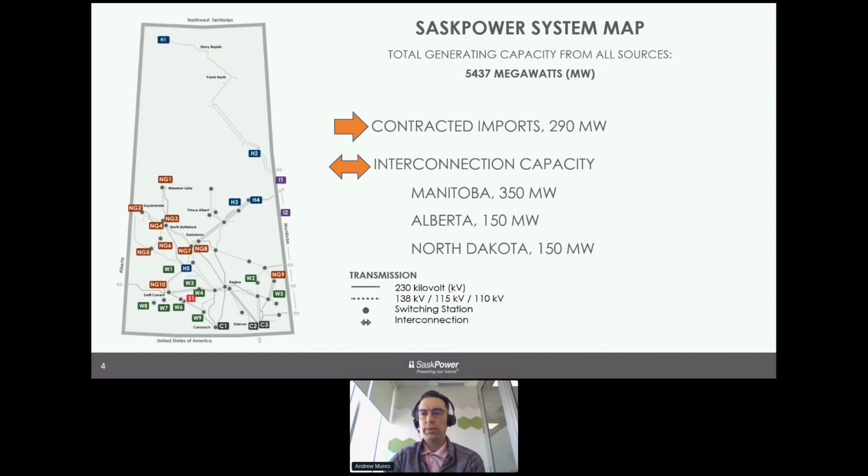Similarly, if we have surplus, we can export it to our neighbors, like we did about 2 years ago when we exported 175 megawatts to Texas to help them recover following a massive winter storm that caused widespread power outages. So just an example of how we can help our neighbors and our neighbors can help us through having interties available.